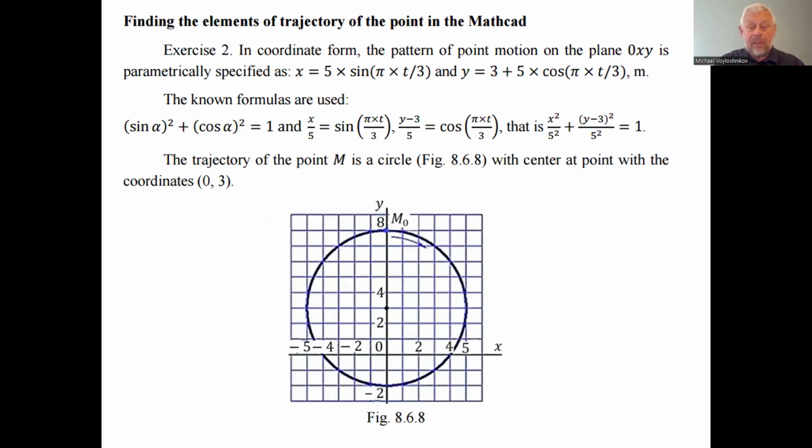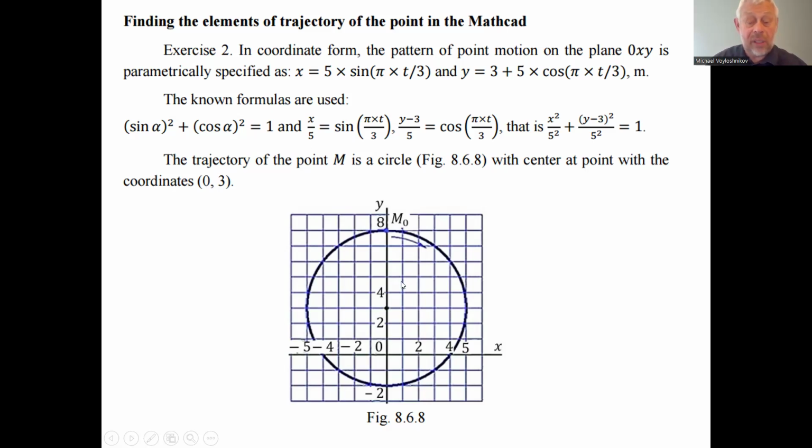The point motion in the plane is parametrically specified with sine and cosine of the same argument, the same assignment, but in the parametric form of the coordinates. x equals 5 multiplied by sine of pi times t divided by 3, and the ordinate y equals 3 plus 5 by cosine of pi times t divided by 3. This pattern of the motion of the coordinates of the moving material point looks very much like a circle, as we will get a little bit later.